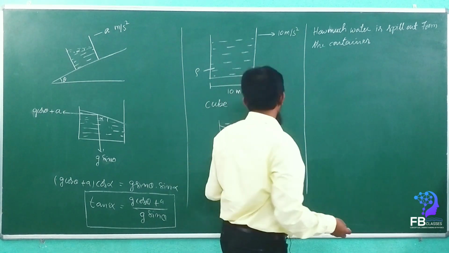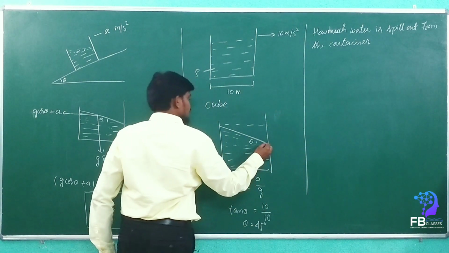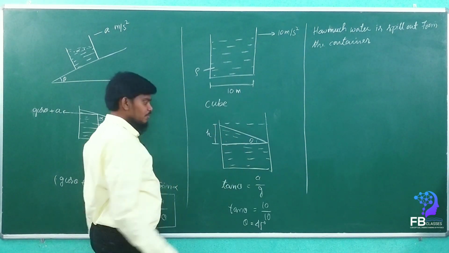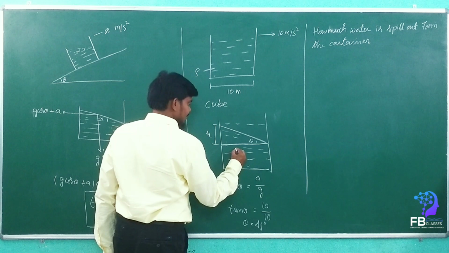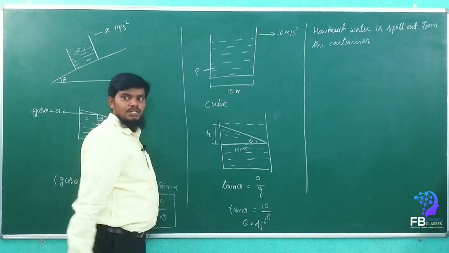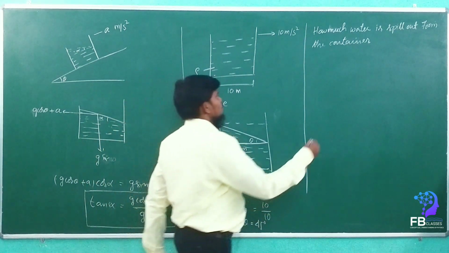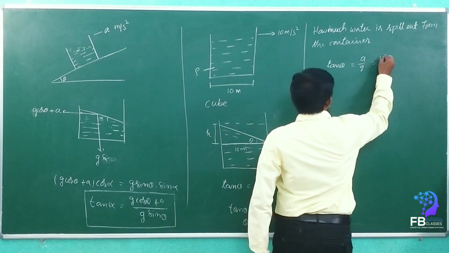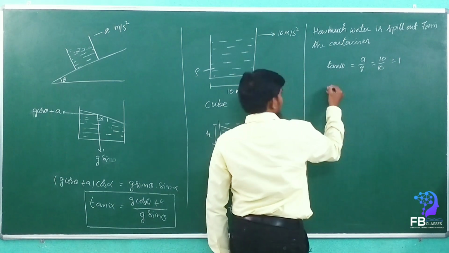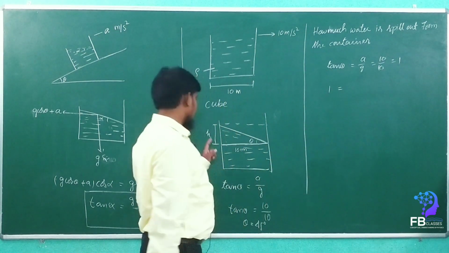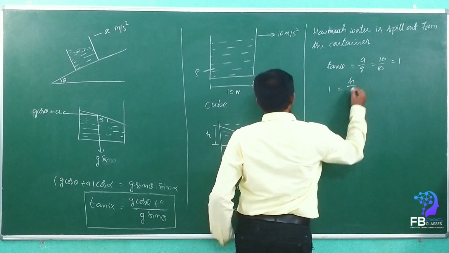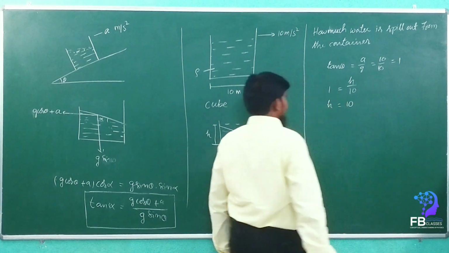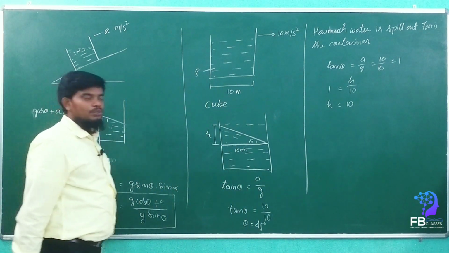Okay, we can see very easily. We can solve. First, we have to find out how much height it is, h, and we have to find out the theta value, because we already know that this length is 10 meters. Okay, we have to find out the h value. Got it? Very easy. So tan theta is equal to a by g, that is equal to 10 by 10, that is equal to 1. So tan theta is equal to opposite upon adjacent. Opposite is h, adjacent is 10. Got it? So h is equal to 10. I understand. h is equal to 10 meters.